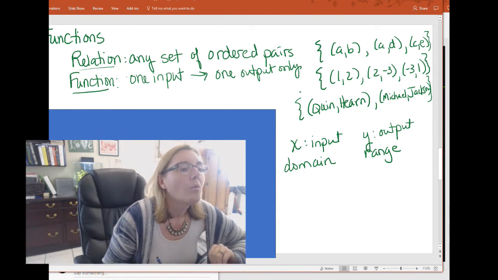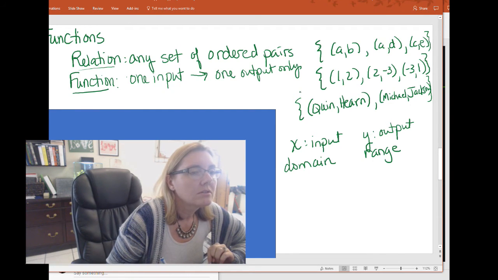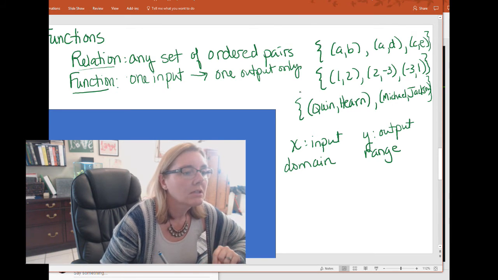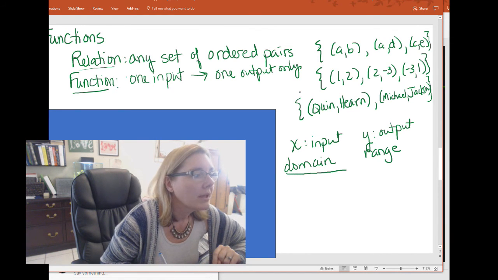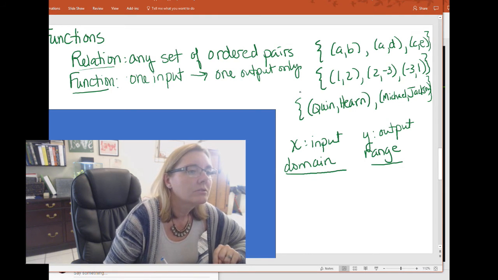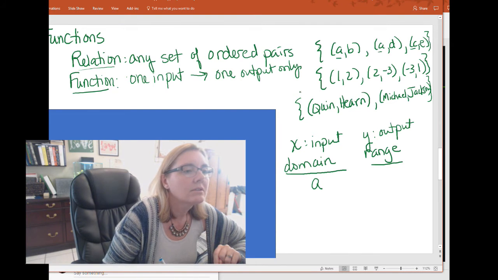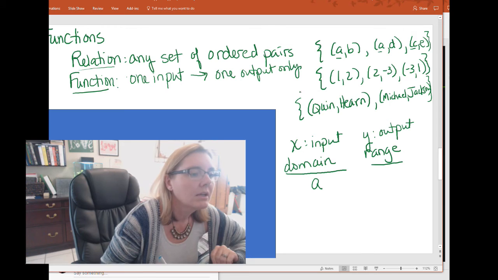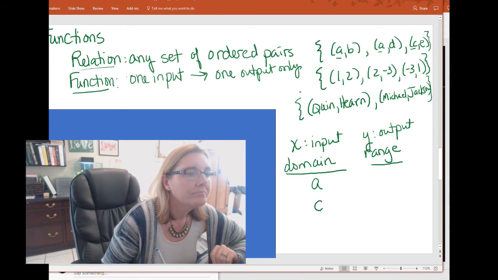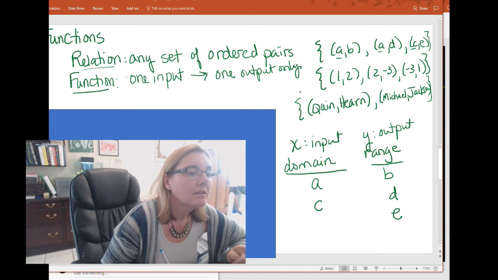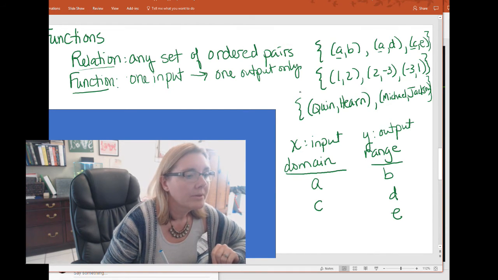Okay, so let's look at the first relation that I gave you, which was AB, AD, CE, and we're going to see if it's a function. The way we're going to do that is we're going to list its domain and its range and draw arrows to what matches up. So here my domain is going to be the first coordinates. You don't have to list them twice if they appear twice. They're only once in the domain. So you're going to have A and you're going to have C. And then in the range we have B, D, and E. And now when the input in the domain is A, what is the output?